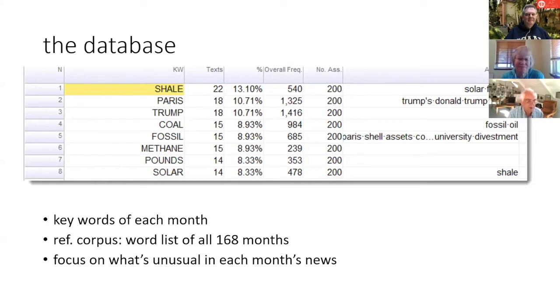Coal, fossil, methane, pounds, which is probably, it is UK data, so this will be something to do with money, and solar, and a whole lot of terms. There are actually more than 5,000 terms going down vertically, and I've just shown you here the top few. So these are the keywords of each month. The reference corpus is the word list of all the 168 months, and it focuses on what is unusual in each particular month of data.